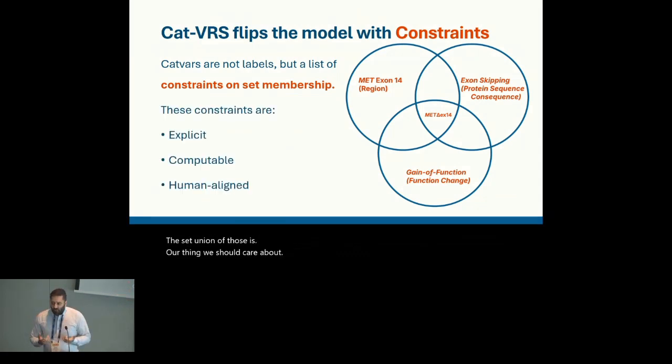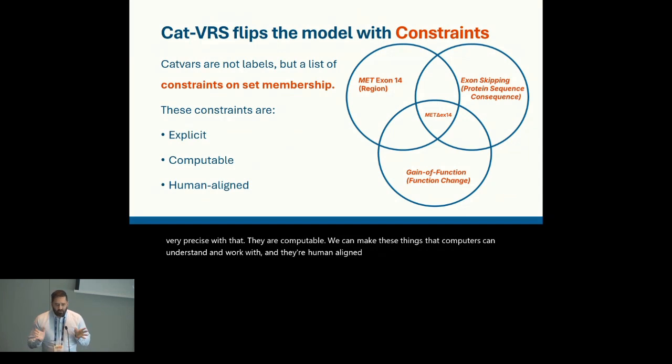So importantly, these constraints are explicit. They mean exactly what they say, and we can be very precise with that. They're computable. We can make these things that computers can understand and work with. And they're human aligned. By that, what I mean is the properties that we chose and how we decide to represent them are intended to align with people's intuition of what they mean when they're coming up with these labels. So that A, hopefully people actually use the system, and B, so that they're less likely to misuse it due to having unintuitive parts once they figure out how it works.